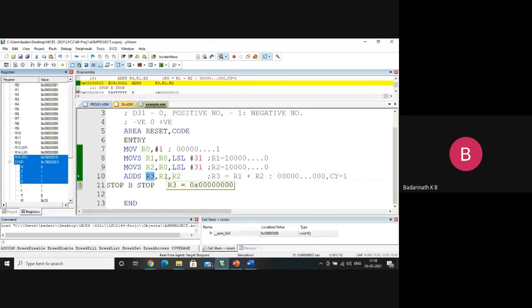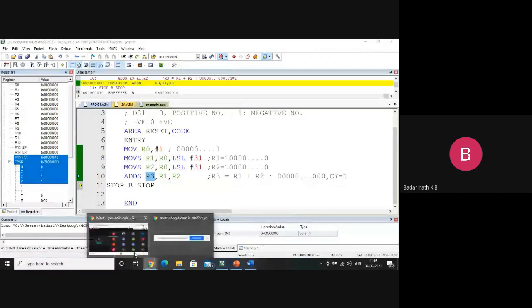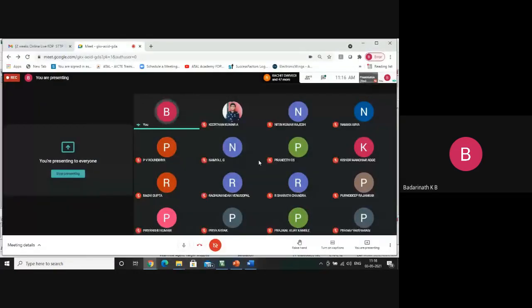So this is the meaning of the 4 flags that we have discussed in detail. So this completes the ARM ISA architecture. Any doubts, you can always raise your doubts.